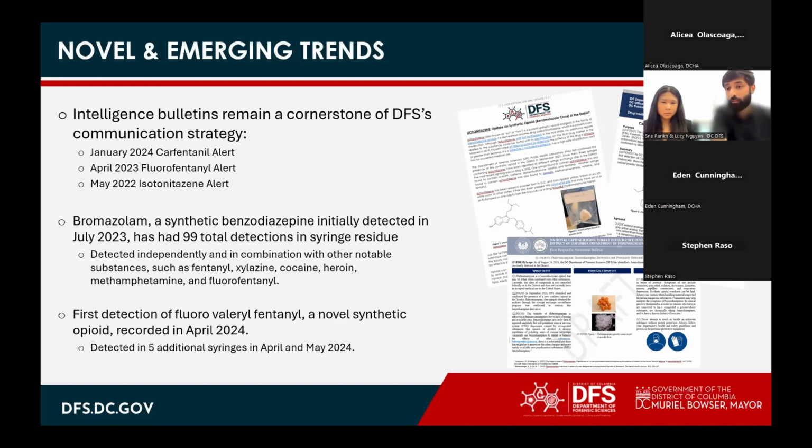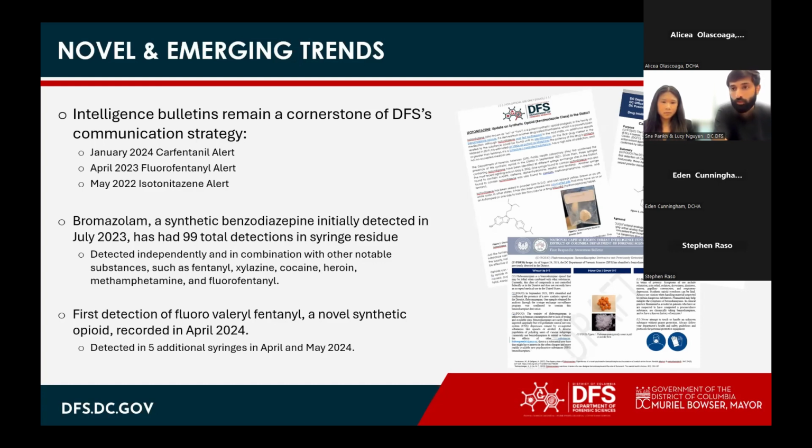And we have a library of many different substances. Lucy, correct me if I'm wrong, but I would say at least 1,000 substances are within these libraries. So when we receive these syringes, they're basically rinsed with a solvent and run on the instrumentation that Lucy described earlier, the GCMS. And this can basically generate a graph that allows the chemist to see what specific substances are present in these syringes.